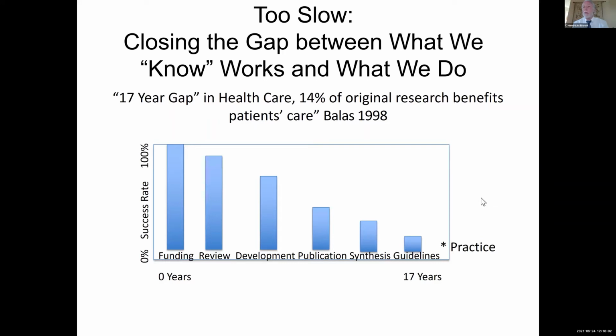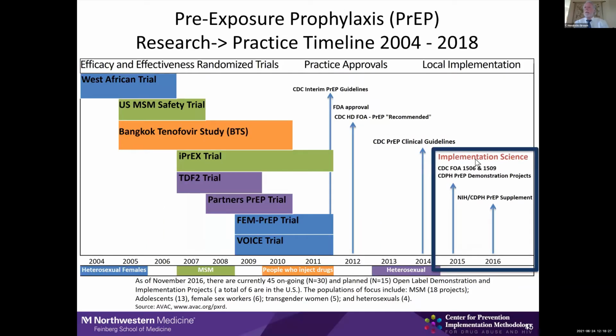So here's what we mean by too slow. This is a classic example of the translational practice in here, where people say it takes about 17 years for a healthcare program in here to deliver on the research benefits, and only then you get about 14% of those that happen. And this can give you some sort of illustration of this. Here's an example of this one. PrEP is now about 17 years since it was started in here with the research in 2004, and you can see the results of these efficacy and effectiveness trials, and then moving on to practice approvals and local implementations in here.